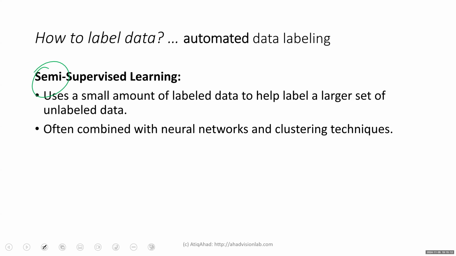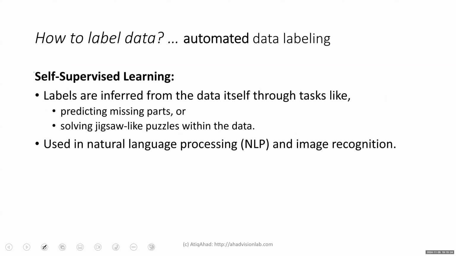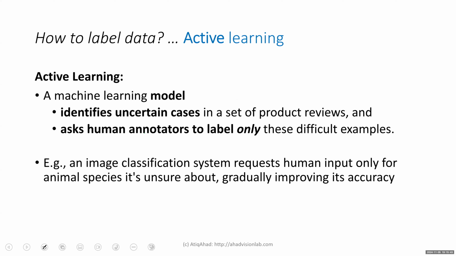Another one is semi-supervised learning. It uses a small amount of labeled data to help label a larger set of unlabeled data, as we said before, often combined with neural networks and clustering techniques. Self-supervised learning: labels are inferred from the data itself through tasks like predicting missing parts, for example solving jigsaw-like puzzles within the data. These kinds of things are done in NLP and image analysis. Now we focus mainly on active learning.